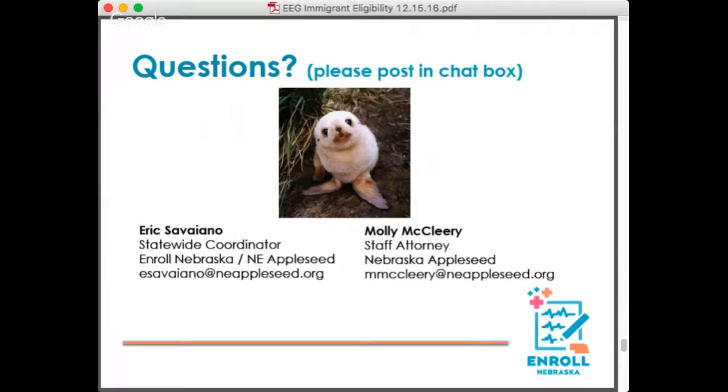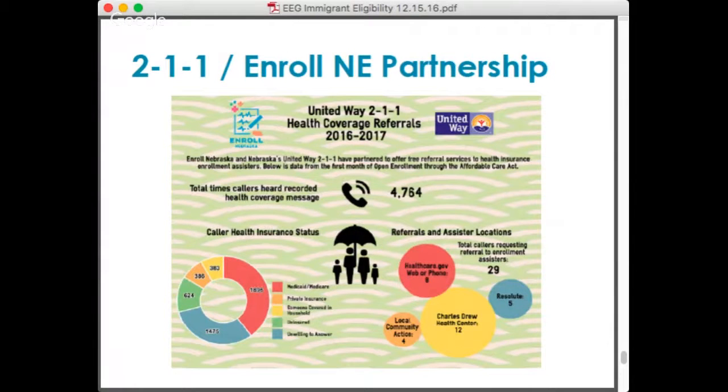Before we leave you, I wanted to give you a quick positive infographic, something that is exciting to share at the end of an info-rich webinar. It is our partnership with 211. I think folks have known that for 2 years, we've had folks call 211, which is the United Way's free referral hotline. They always, 24 hours a day, have people answering calls. It is kind of the counterpart to Enroll Nebraska's Assister map, and they can refer anybody anywhere in the state to the closest enrollment assister.